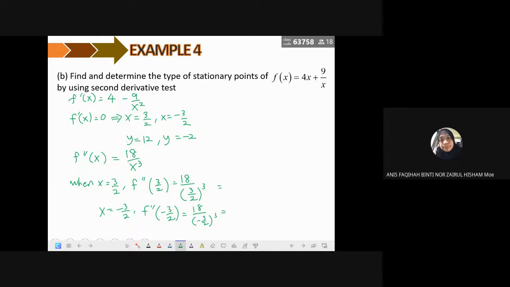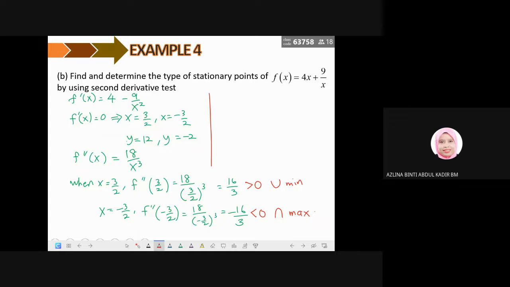16/3. Ni atas ni positif kan? Bawah negatif. Okay. So nampak tak? F double prime 3/2, so we get 16/3. So 16/3 is positive, greater than 0. So bila positif, that means occur minimum point. Positif senyum, kan? Minimum. Less than 0, that means masam. Okay. Occur a maximum point.